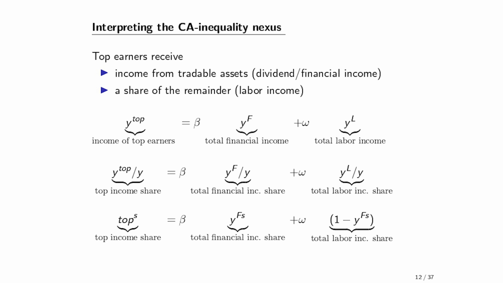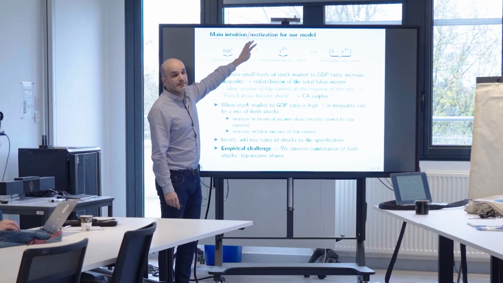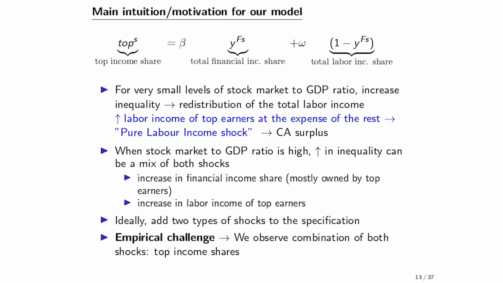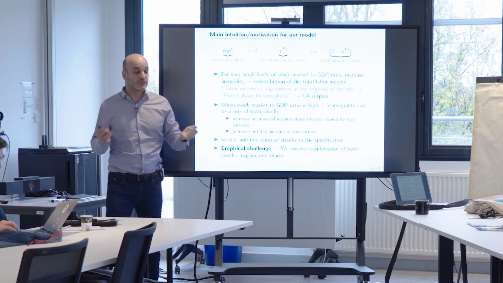Now the two shares sum to 1, so I can rewrite everything as a function of financial income share here. So the idea is that my two shocks are going to be the beta and the omega. And so I will argue that when there is an omega shock, that's a labor income redistribution. It's going to lead to a current account surplus. When I have a beta shock, it's going to be the opposite. And then I will need to do the theory to explain what is the difference between these two.